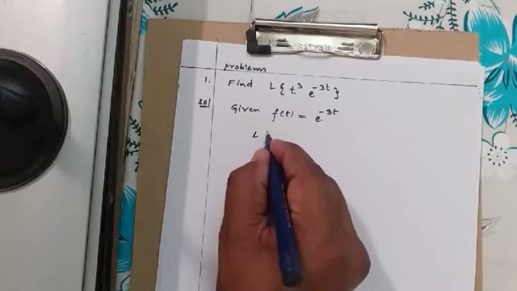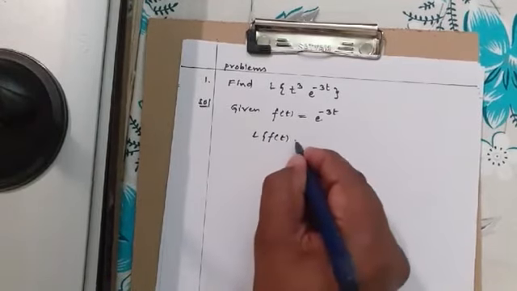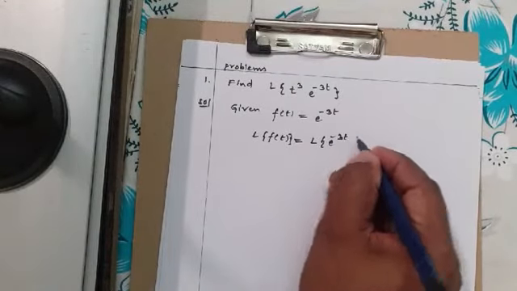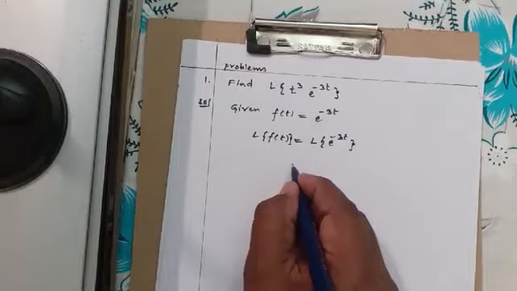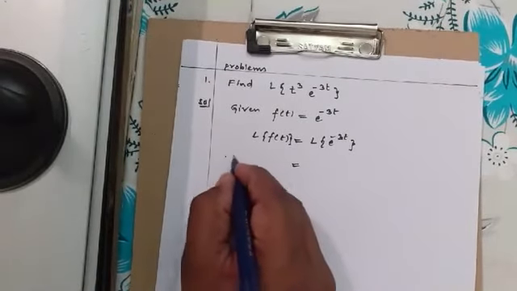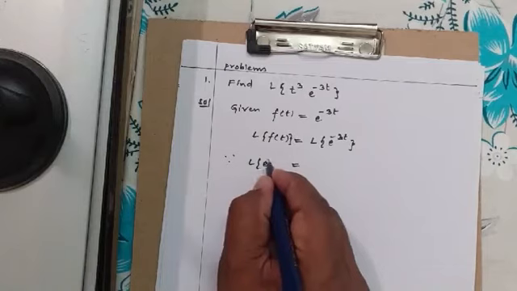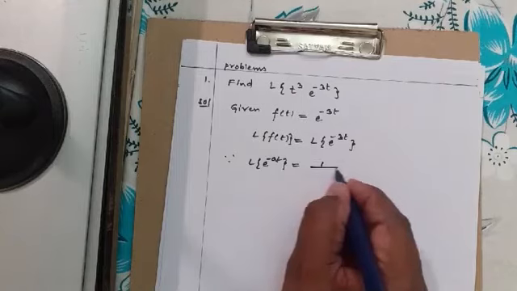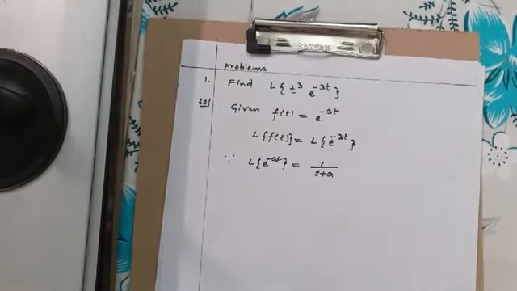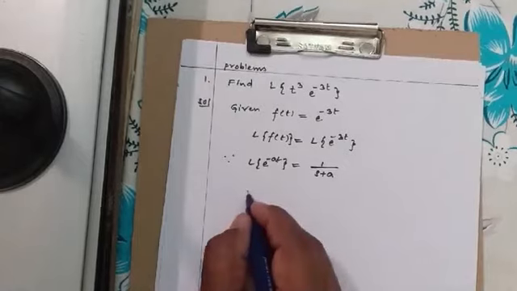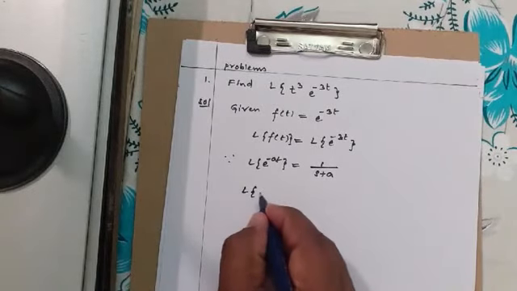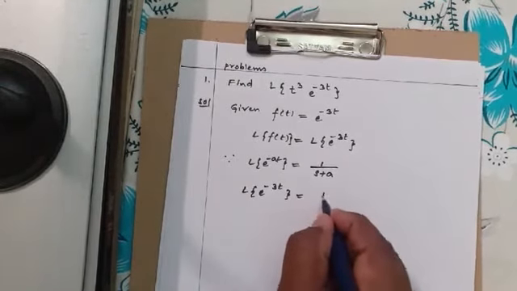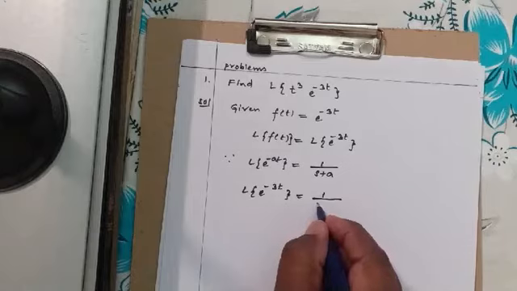Now when you apply Laplace for f of t, this is equal to Laplace of e power minus 3t. As you know the formula, Laplace of e power minus at is equal to 1 upon s plus a. So from this formula, Laplace of e power minus 3t is equal to 1 upon s plus 3.